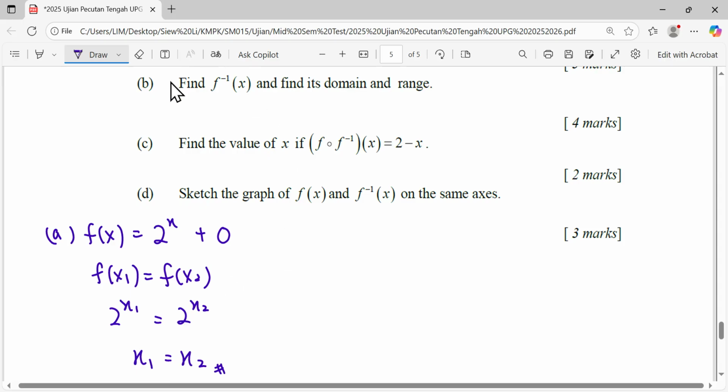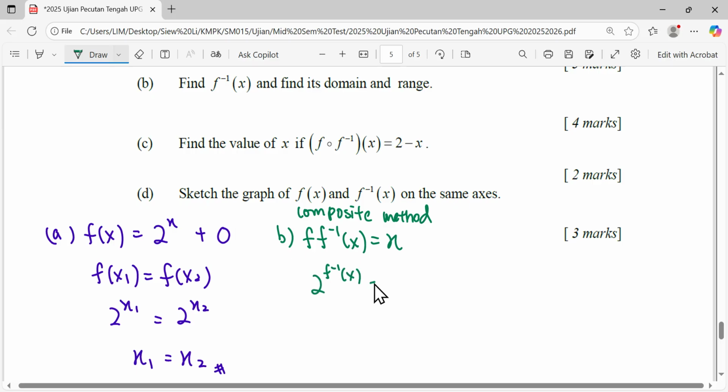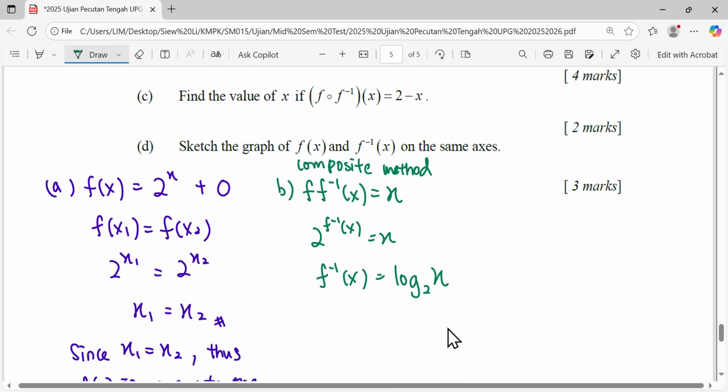Then part B, we're going to find f inverse. So again, finding f inverse using the composite method, where f of f inverse equals x. Bear in mind, finding f inverse using the composite method. So substitute f inverse into the function. So it will be 2 to the power of f inverse. And how do we find out this power? How do we get down the power? The base of 2, we move it to the right hand side and we log it to the base 2. So the inverse function for an exponential function will be a log function.